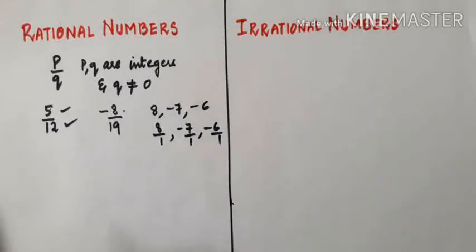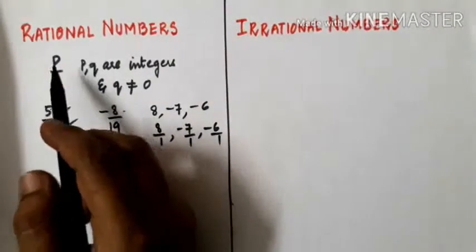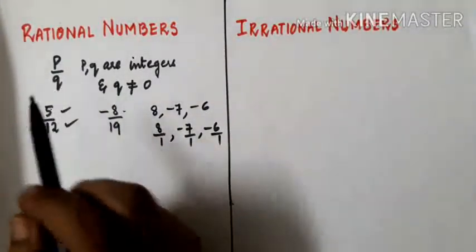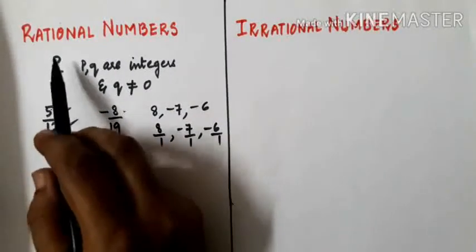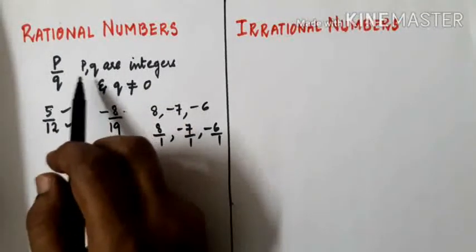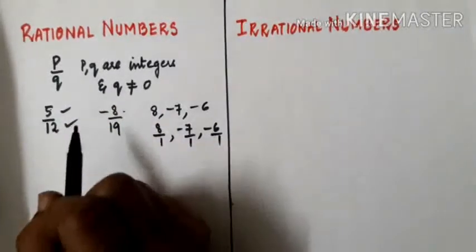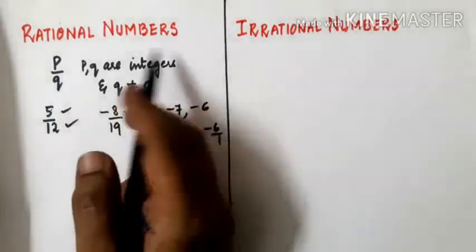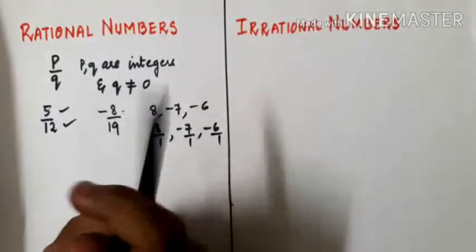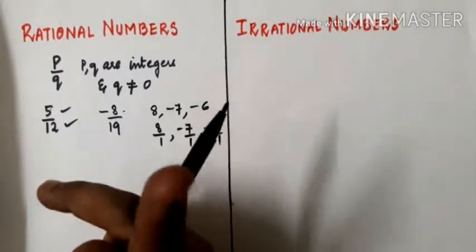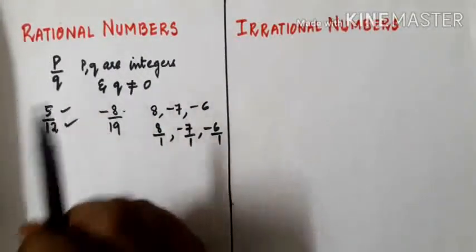Now you might get a doubt that p upon q form are rational numbers, but what about fractions? Fractions are also of p upon q form, but what's the difference between rational numbers and fractions? In rational numbers, p and q are integers, whereas in fractions p and q are natural numbers. Integers include all negative numbers, positive numbers and 0, whereas natural numbers are 1 to infinity. So the difference is that p and q are integers in rational numbers, whereas in fractions they are natural numbers.